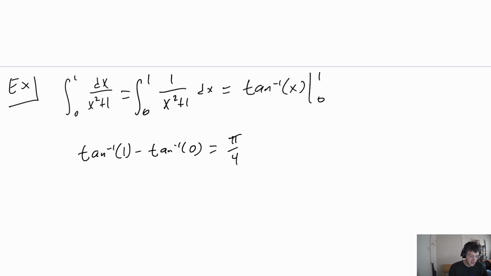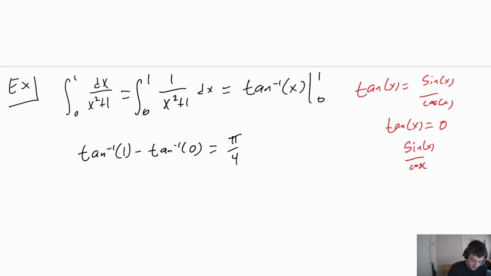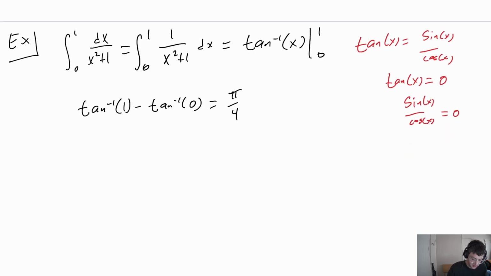And what about the inverse tangent of 0? What angle, when I plug it into the tangent function, gives me 0? Well, let's remember that tangent is sine over cosine. Because I'm going off on a tangent, I'll use a different color. If we're looking for an angle that makes tangent of x equal 0, that's something where sine of x over cosine of x equals 0.